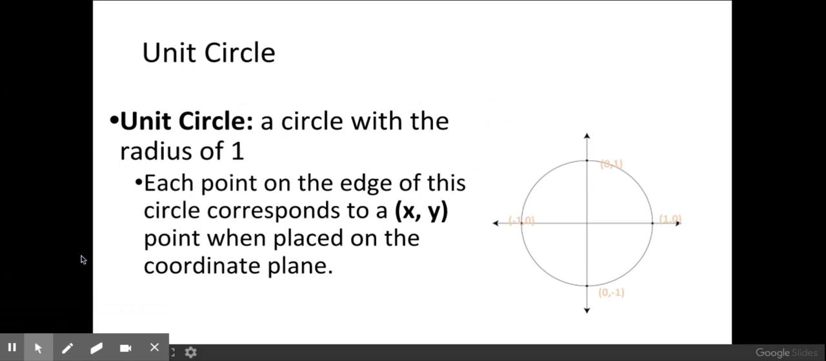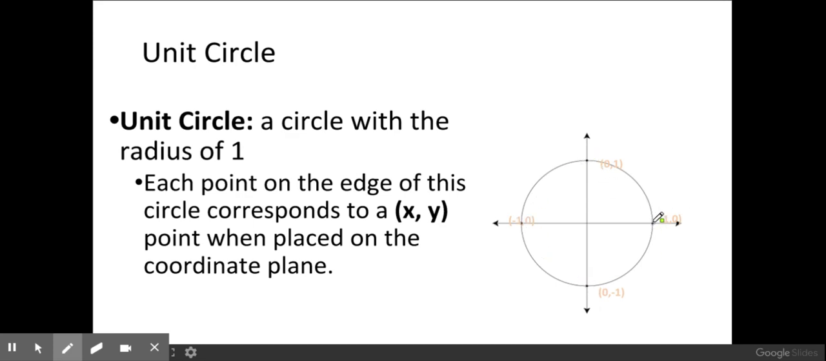The unit circle is a circle with a radius of 1. So you can think of it as 1 unit. That's why it's called the unit circle. And each point on the edge of the circle corresponds to an XY point when placed on the coordinate plane. So once again, we are using the coordinate plane like how we used it when we were graphing our angles. If we plotted our unit circle on a coordinate plane, these points we would know right off the bat.